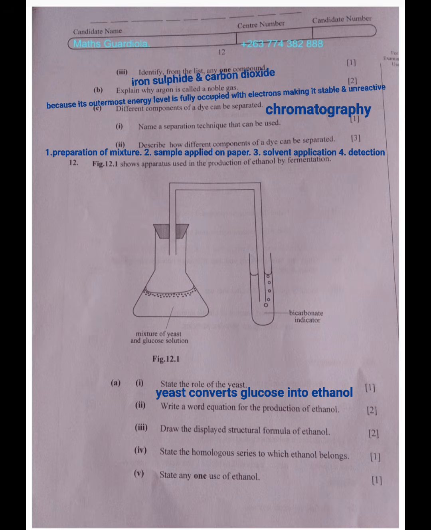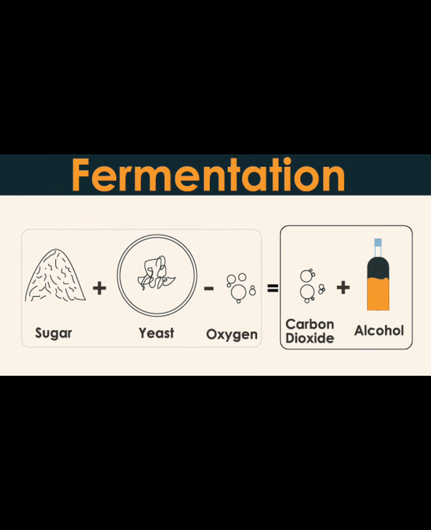And then on part 2, we are supposed to write a word equation for the production of ethanol. So for us to produce ethanol, we are going to use glucose in the presence of yeast and in the absence of oxygen in order to give us ethanol and carbon dioxide.